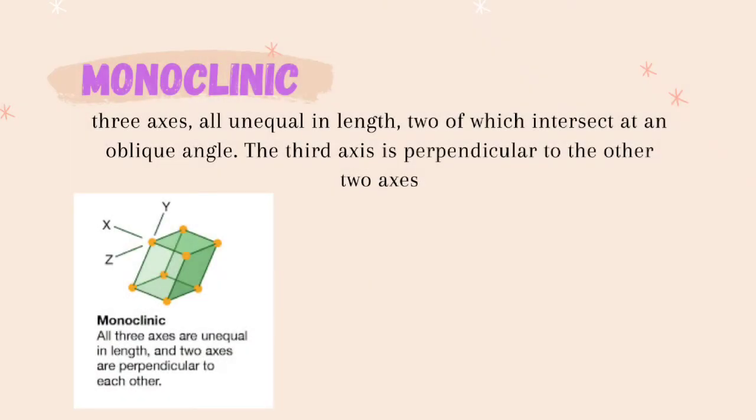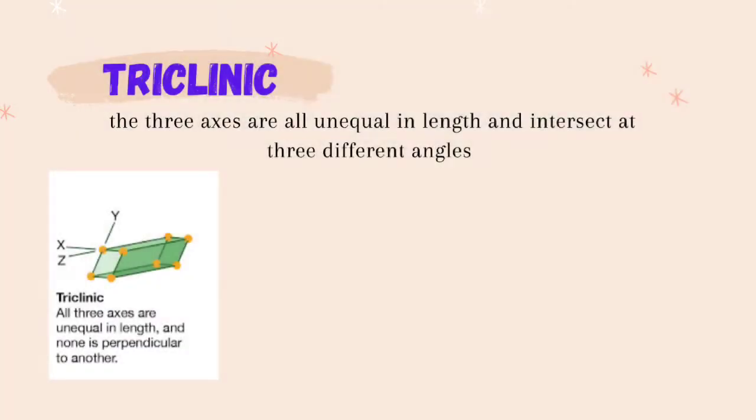The next crystal system is the monoclinic system. The three axes, all unequal in length, two of which intersect at an oblique angle, and the third axis is perpendicular to the two axes. This crystal system is also based on a parallelogram's inner structure.